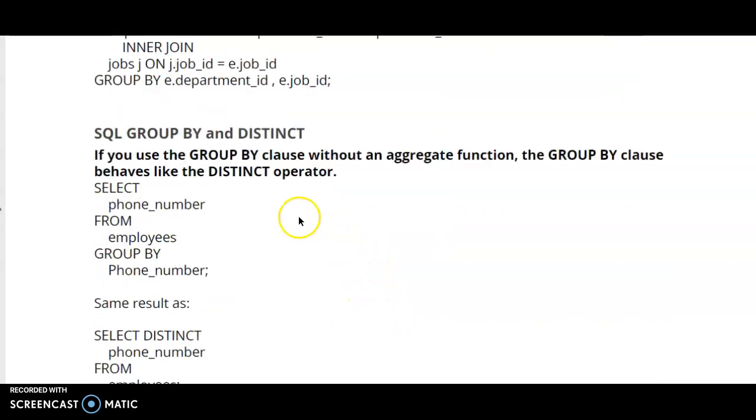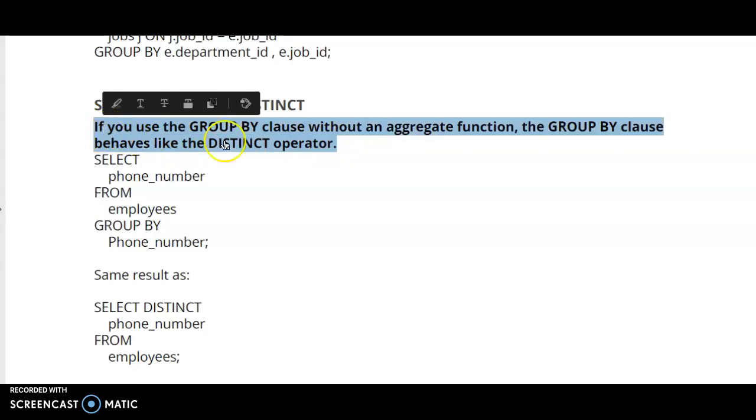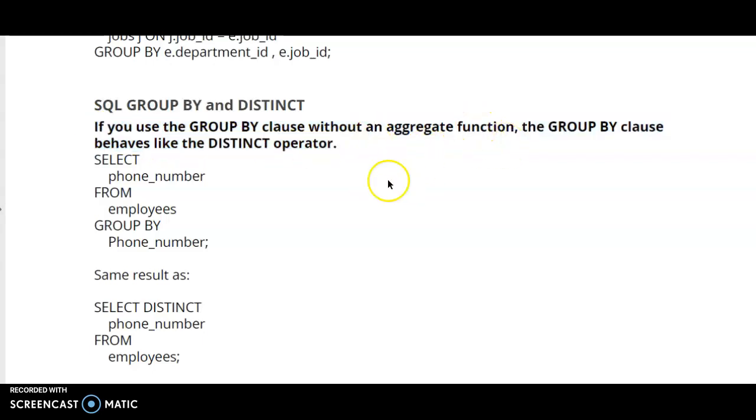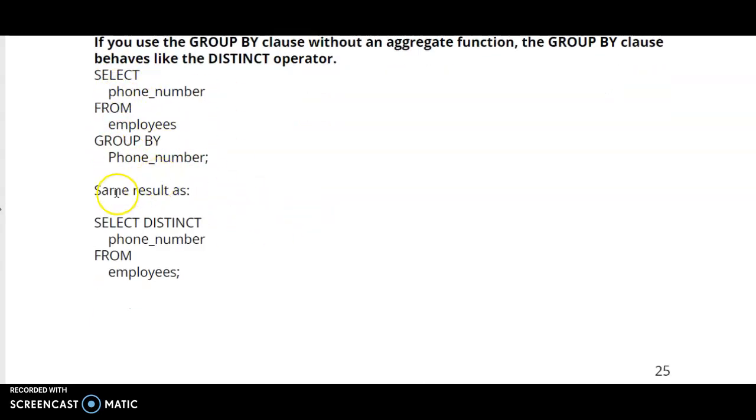Okay. Next point is SQL group by and distinct. Group by with distinct: if you use the group by clause without an aggregate function, the group by clause behaves like the distinct operator. If we group by and do not use any aggregate functions, then it behaves like distinct, and unique records will be returned. Example: select phone number from employees group by phone number. The same result will be given by the query: select distinct phone number from employees.